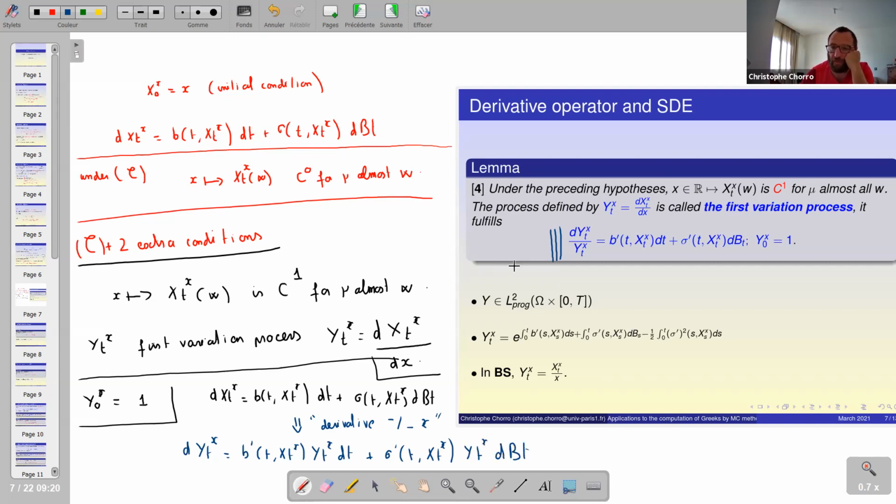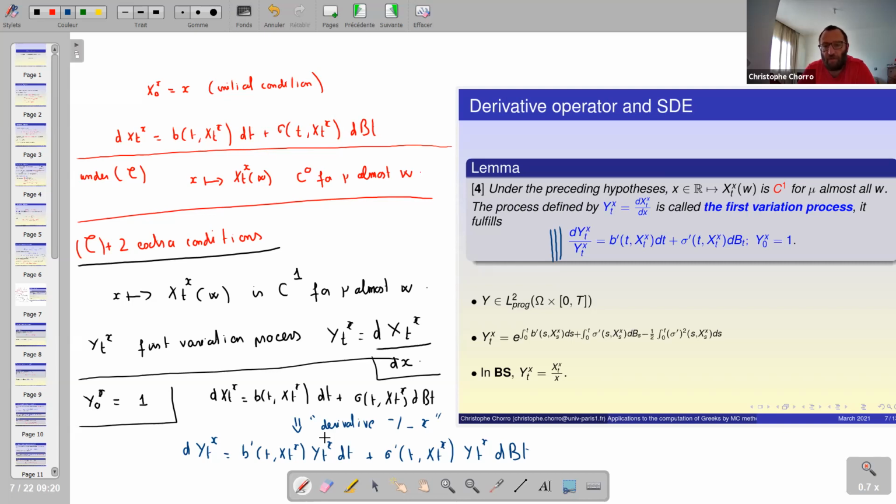And of course, to be clear with the proof of this lemma, what I have to justify is the fact that I have the right to compute this derivative this way, that I have the right to do naively what I have done here. So I won't do this proof now, but the idea is this one. So it's what we call the first variation process, that is, I repeat, the derivative of my solution with respect to the initial condition.